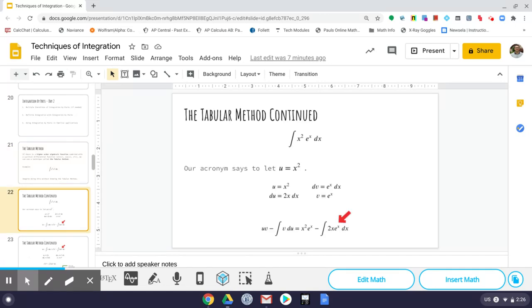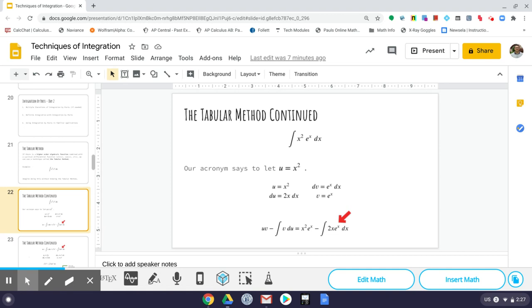So u equals x squared, du equals 2x dx, dv equals e to the x dx, and v equals e to the x. I'll put that into my integration by parts formula, which I just listed here again to remind us. And so u times v, I get x squared multiplied by e to the x, minus the integral of v du. And that is going to be 2x e to the x dx.